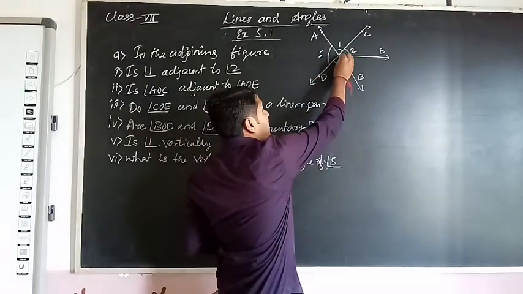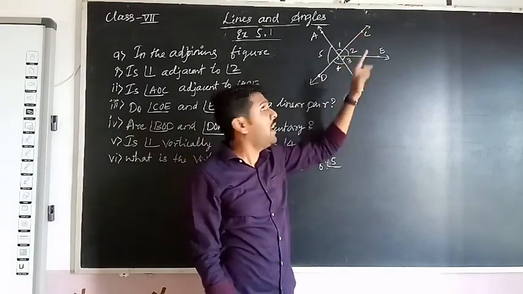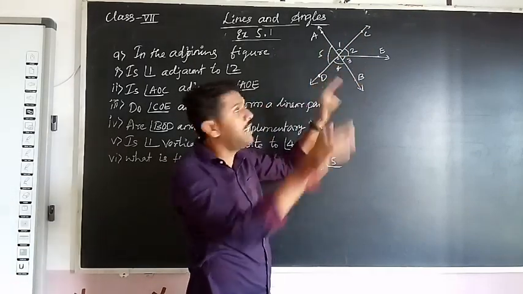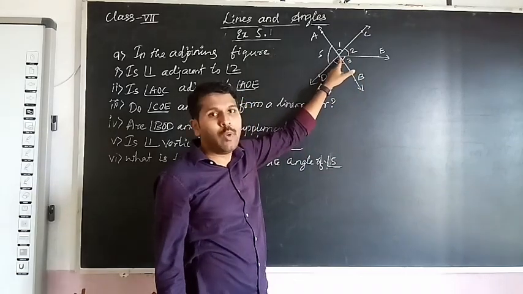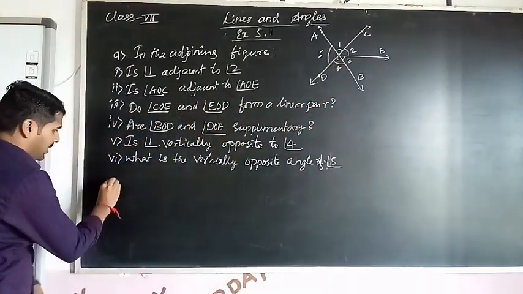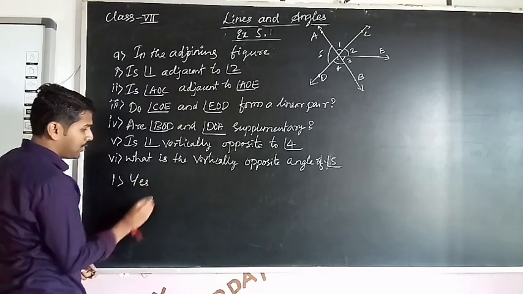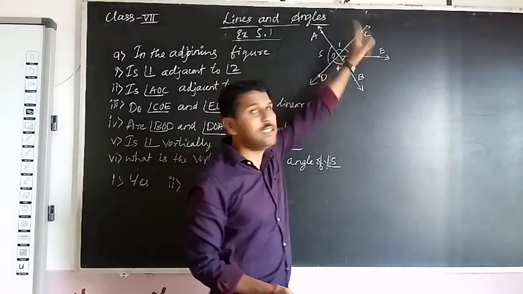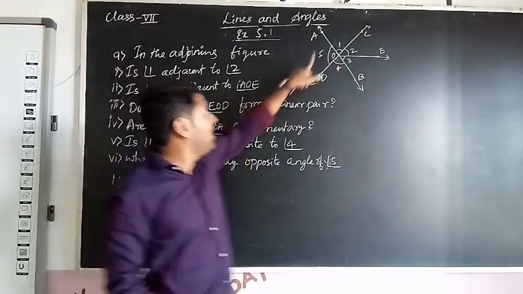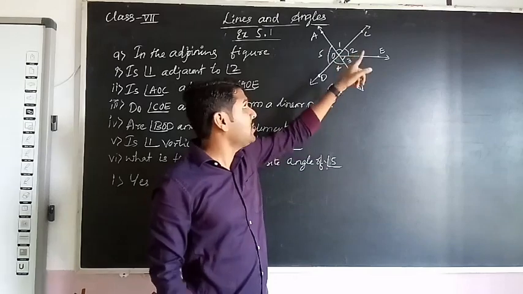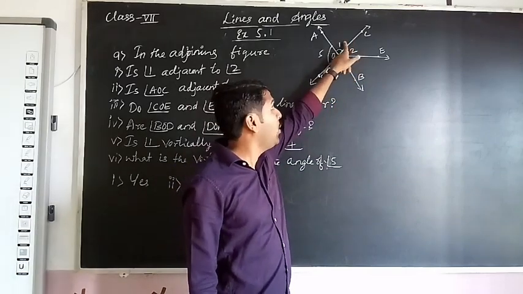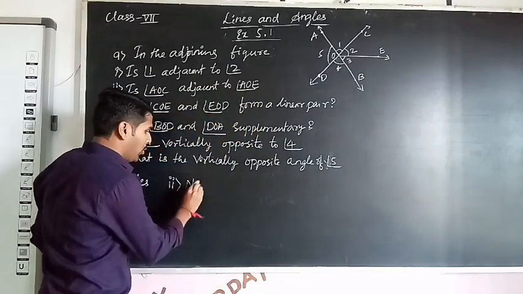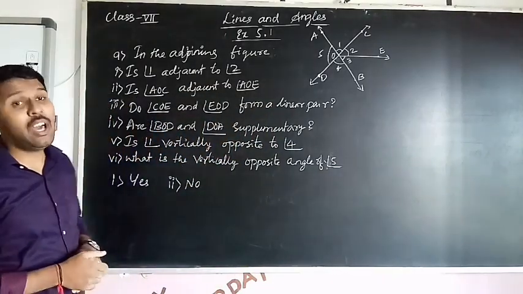So take it as this one OC, and their non-common arms are opposite sides and they are sharing a common vertex. That means the first one is yes. The second one: angle AOC is adjacent to AOE. What they ask is, angle 1 is equal to angle 1 plus 2, yes or no? No. The second one is no. Why? Because they are not sharing a common arm.